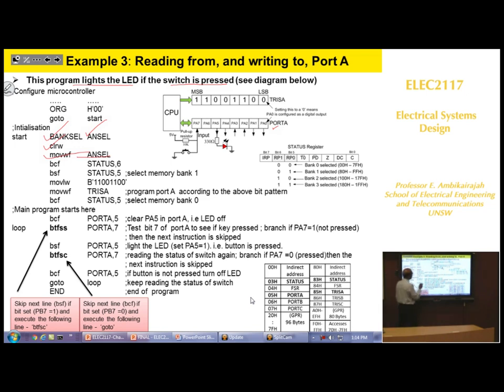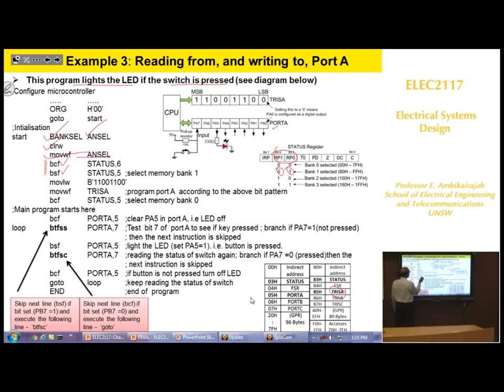Now you want to select which bank. You're going to go to TRISA. TRISA is in bank 1, so you must select 0, 1 in that position. So you go to the status register, clear one bit, set the other bit. You have done that. Instead of that, you could say BANKSEL TRISA. You can do that as well.